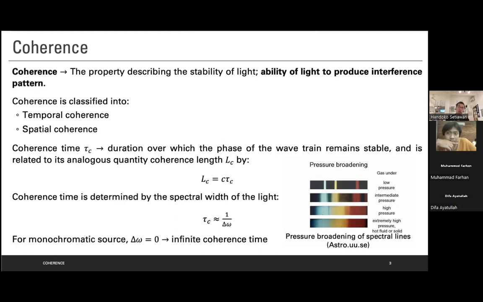And we can say that two lights are coherent when they can produce a good interference pattern for a certain time tau c. It is basically the ability of light to produce the interference pattern, like what Farhan previously said. Okay, I think that's all.